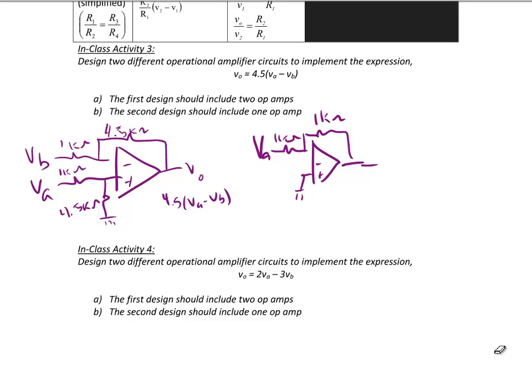So VA is the input to the inverting amplifier, and we want it to have a positive sign. So by going through the inverter first and then through the summer, VA will have a positive coefficient on the other side. And then on the output, we're going to have the summing amplifier, where one input is going to be now a negative VA, and the other input is going to be VB.